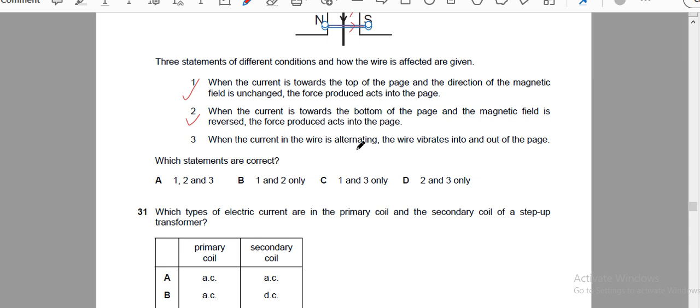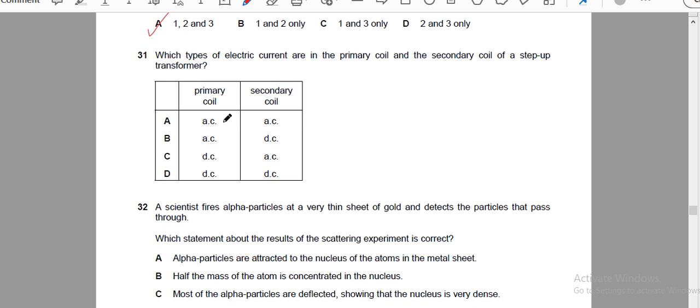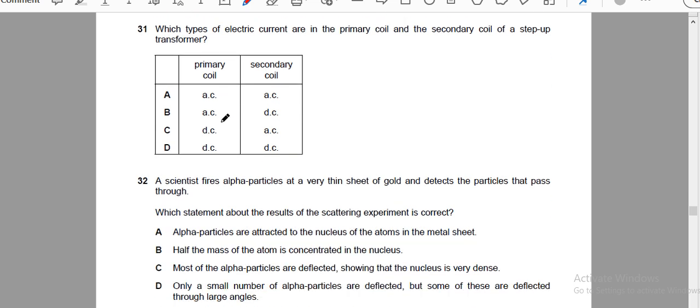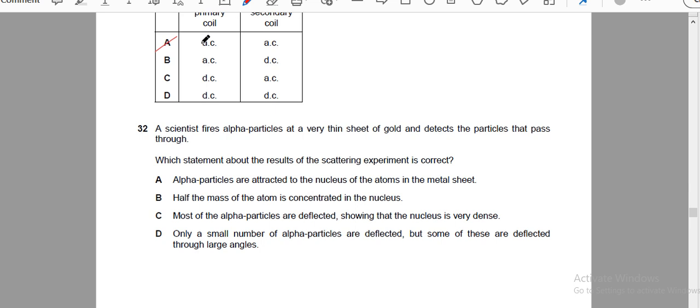Anyway, current in wire alternating, wire vibrates in and out, yes, because force is in and out. So it is all of the three. Which type of electric current in primary and secondary for a transformer? Most of them are alternating, primary alternating to make alternating magnetic field, and secondary reduced alternating current.